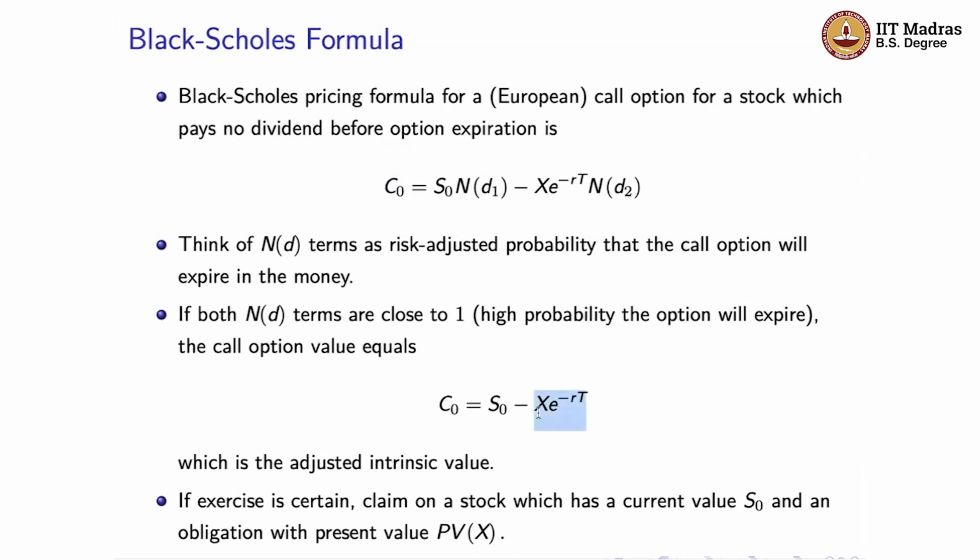Why is it looking like this? Because this is the continuously compounded version of the present value of X. Remember, if it was discrete, you would have done X divided by (1 plus R) to the power T. If it's continuous, the way you discount this X to arrive at the present value is that you multiply it by e to the power minus R capital T, right? And so that's why the formula is looking like this when you have got these N(d) terms both being very close to 1.